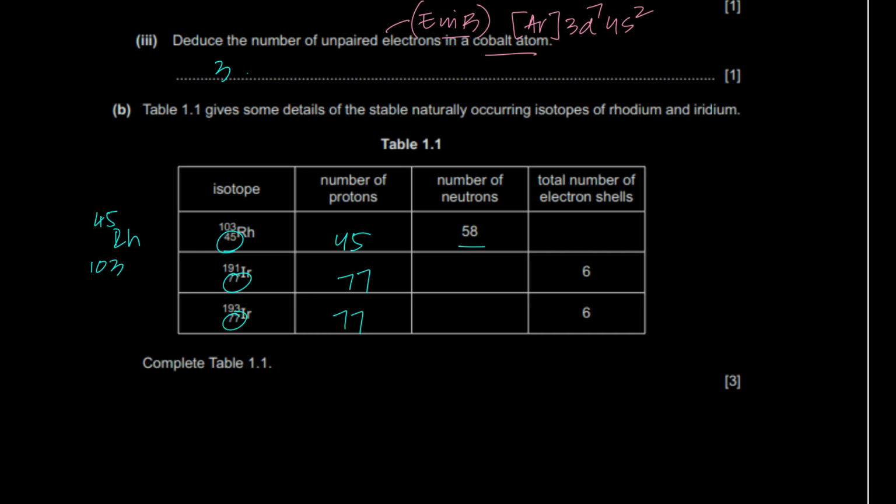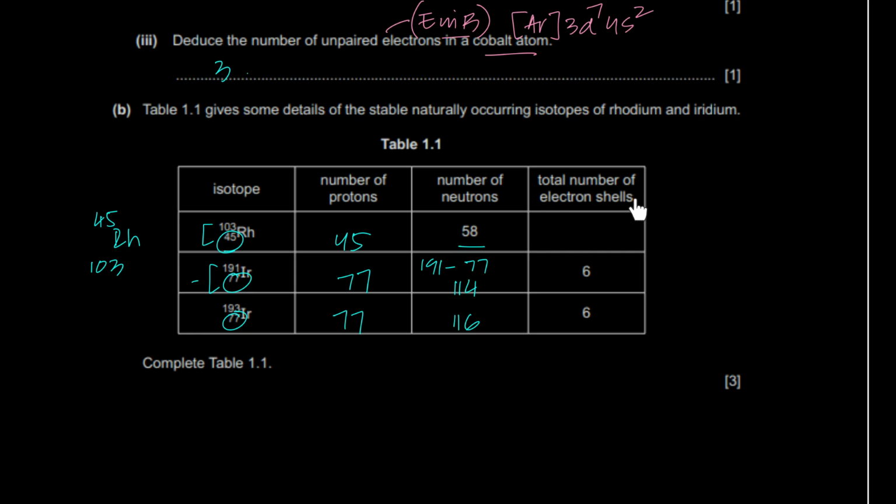Now, how many neutrons are there? 103 minus 45. He's already given this to you. 191 minus 77. What do we get? Can somebody do that, please? Use the entire chat box, please. Don't DM. Use the chat box. It's 114 and 116. Thank you, Bilal. So 114 and 116. That's what Bilal said.